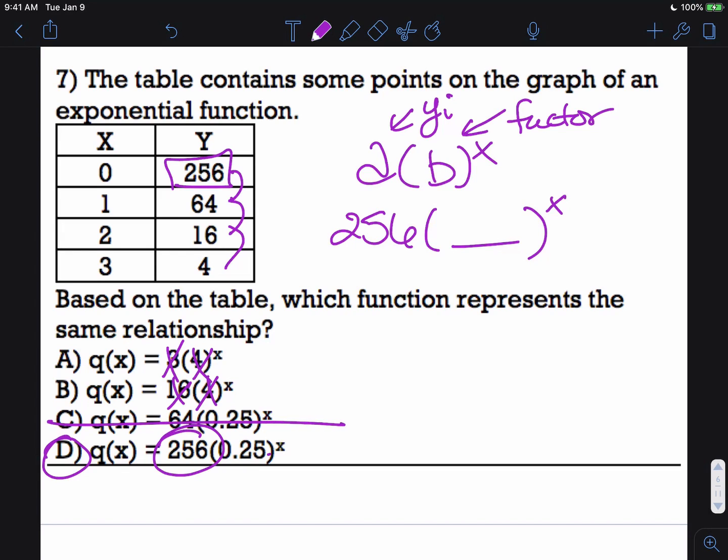How do I know it's 0.25? Here to here, divide by 4. Here to here, divide by 4. Divide by 4. So it's 0.25. The same thing as multiplying times 0.25.